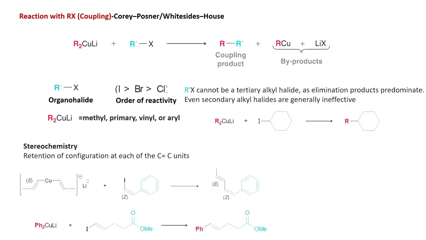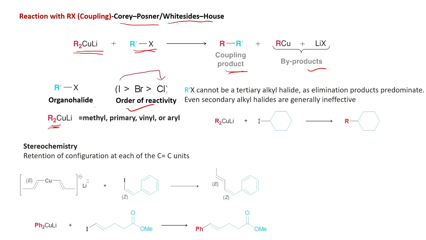So some of the reactions of this organocopper lithium complex are the Corey-Posner reaction, which is also known as the Whitesides-House reaction. When you treat your organocopper compound with an organohalide, you will get a coupling product and some byproduct. The order of reactivity of halides is the same. Iodine is much more reactive compared to bromine and chlorine.